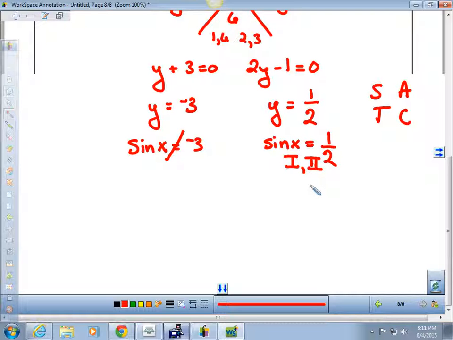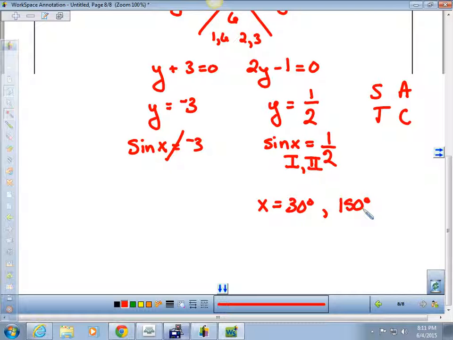And folks, I hope you don't need to go to your calculator. The sine of what angle is 1/2? 30 degrees. So x equals 30 degrees for quadrant 1. But how do I put that 30 degrees over into quadrant 2? 180 minus, which gives us 150. And now again, folks, I think I'm done.